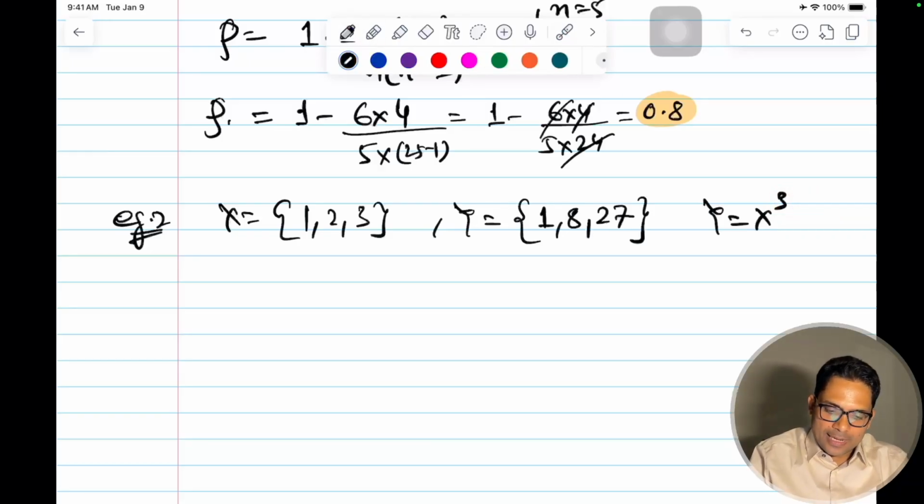So here you see the ranks are the same. The order of these numbers and the rank of these numbers is the same. So the Spearman rho will come as a perfect +1.